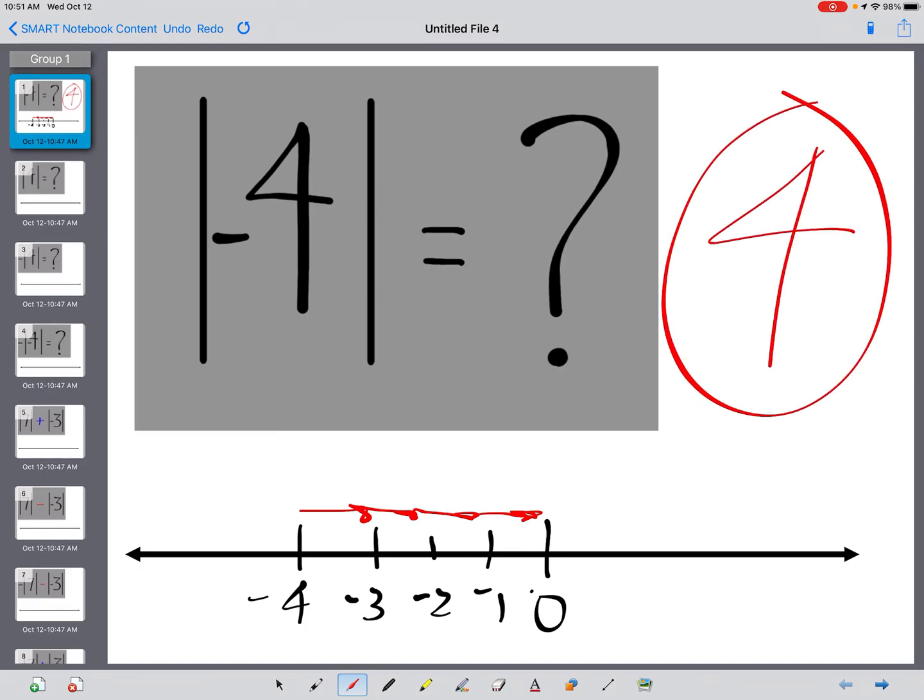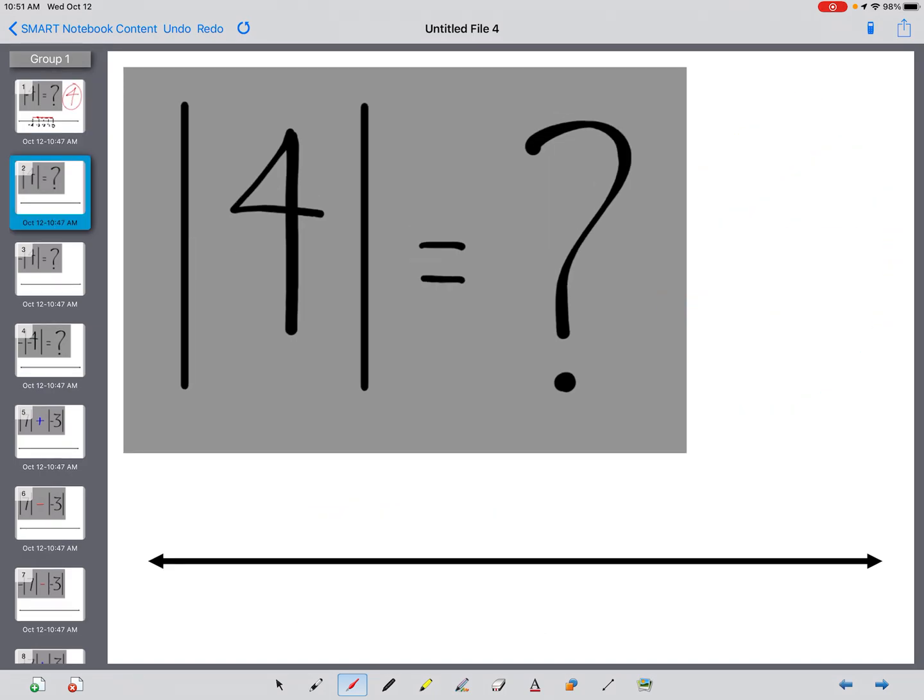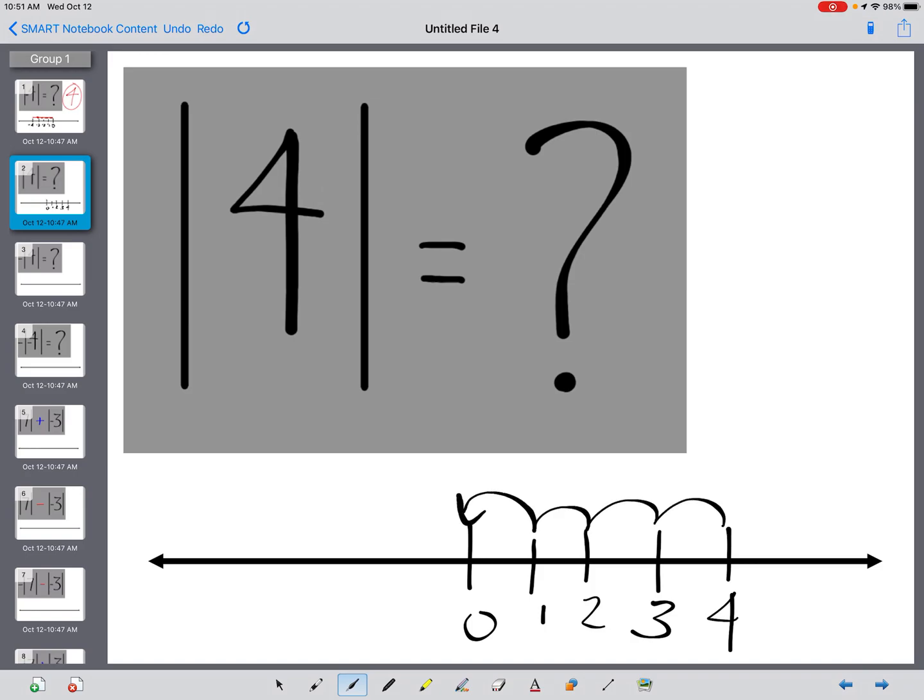Okay? All right, so what if you have a scenario where it's positive? So the absolute value of +4, still, if you consider the number line, you have 4 units, 1, 2, 3, 4, between 4 and 0. And so the absolute value of 4 is 4.